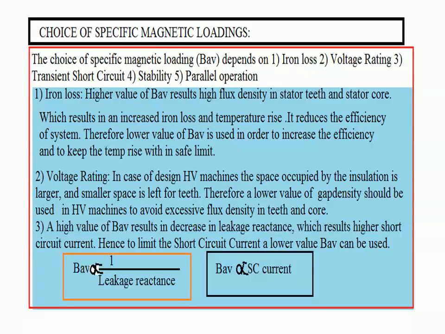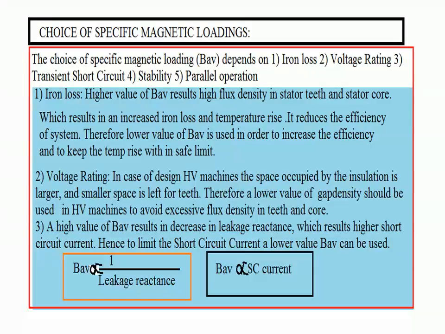Number 3, a high value of B average results in decrease in leakage reactance. It also results in higher short circuit current. Hence, to limit the short circuit current, a lower value of B average can be used. To remember this, you have to develop some relations: B average is inversely proportional to leakage reactance. Put it in a block.